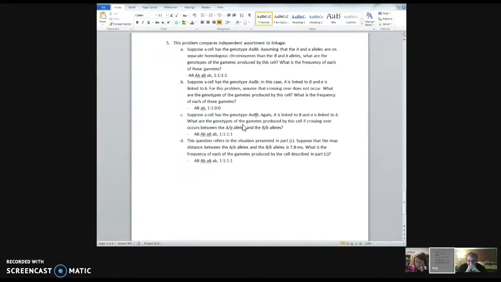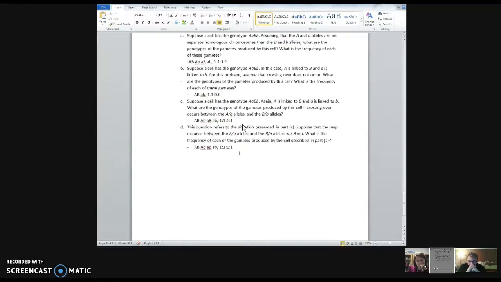Suppose you have a cell that has a genotype heterozygous again, with A is linked to B and little a is linked to little b. What are the genotypes of the gametes produced by this cell if crossing over occurs between big A, little a, and big B, little b? And so what I assumed was this is what was going on with the pea plants, that they were having the same one, so you would have the same thing as the original one with A, and so you have a 1-to-1-to-1 ratio.